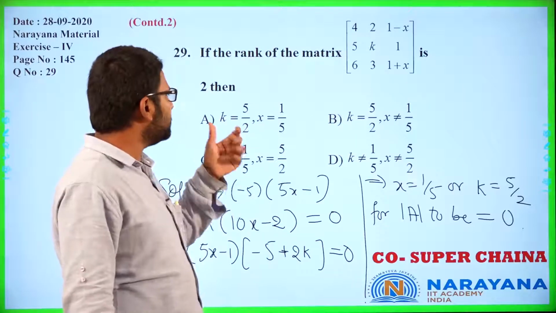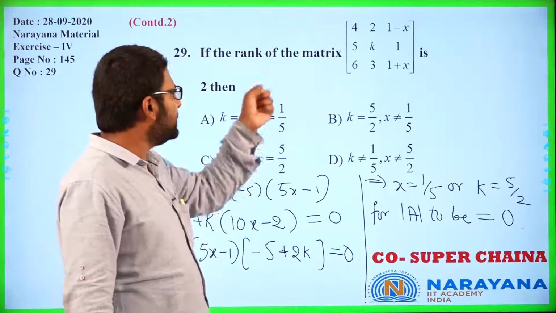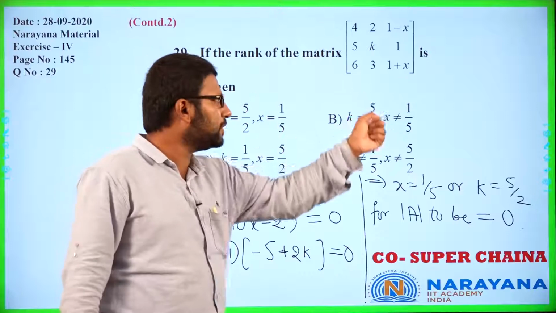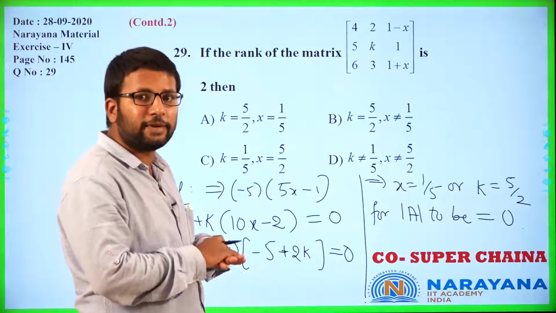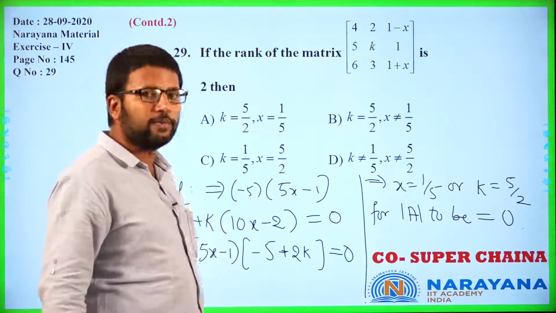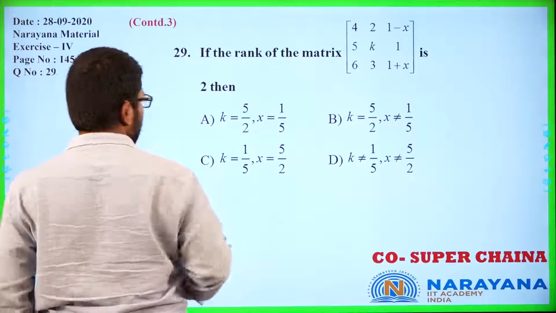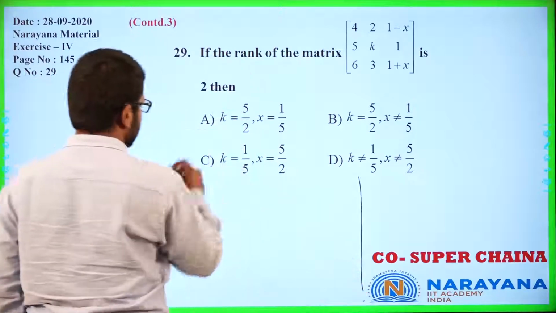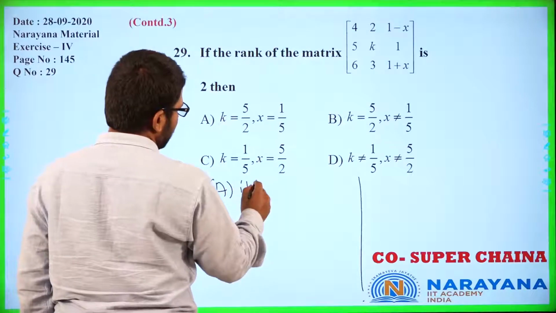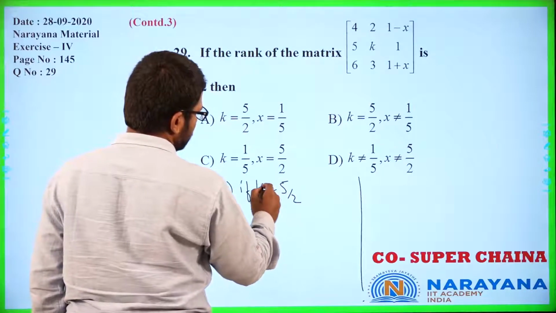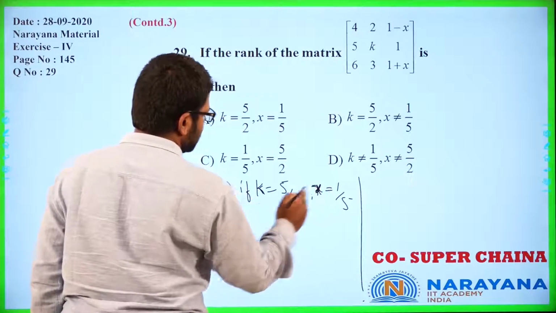In option A and option B, in both of them, k is equal to 5 by 2 is there. So which means we need to now make up our mind whether x should be equal to 1 by 5 or not equal to 1 by 5, and I said yes, these possibilities will be there because we don't want rank to be equal to 1. So then let us check option A. If k is equal to 5 by 2, x is equal to 1 by 5, let us see what happens.